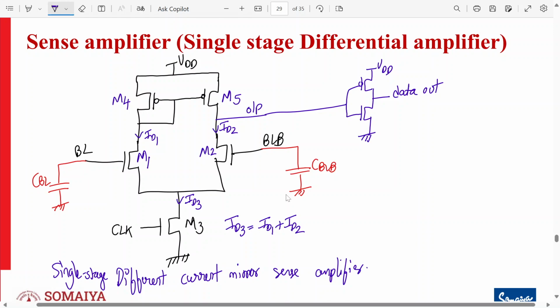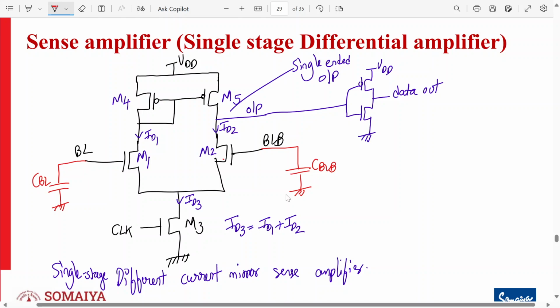And what's the job of this? We have a single-ended output. What's the job of this? To amplify the difference between BL and BLB and produce it at the output. Okay. So two NMOS transistors M1 and M2 are connected to the bit lines BL and BLB. Each bit line is represented by a large capacitor CBL and CBLB. NMOS transistor M3 acts as a current source for both the branches and is controlled by a clock signal.